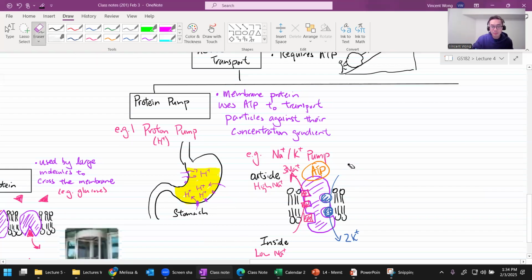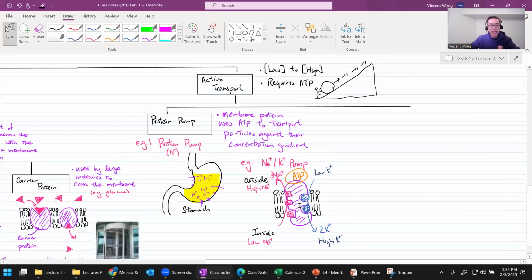Similarly, for the potassium, since you're bringing all of it in, you already have a lot inside. You don't have a lot outside, but you want to keep on bringing it in. So going from low to high requires ATP. Both of these are examples of a protein pump. It involves some kind of membrane protein, and you're pumping things against their concentration gradient.